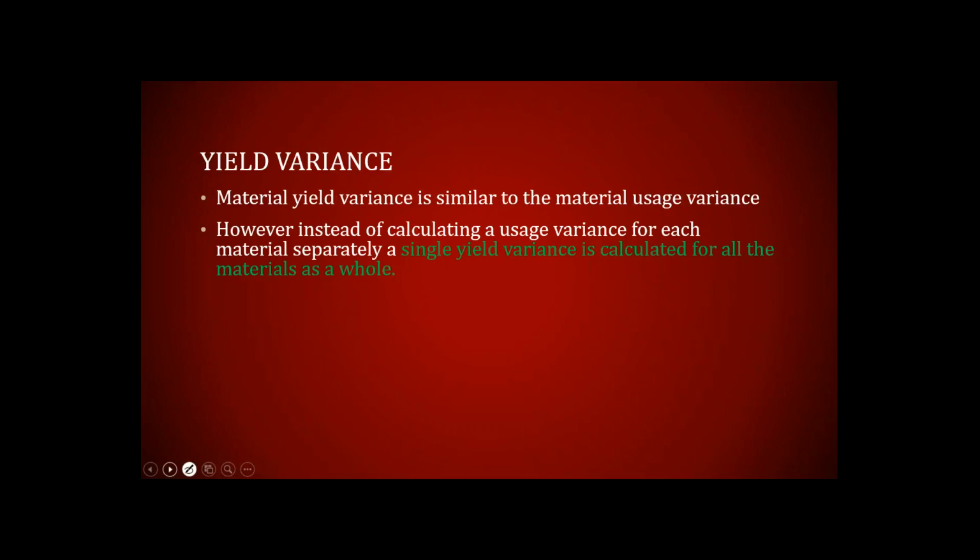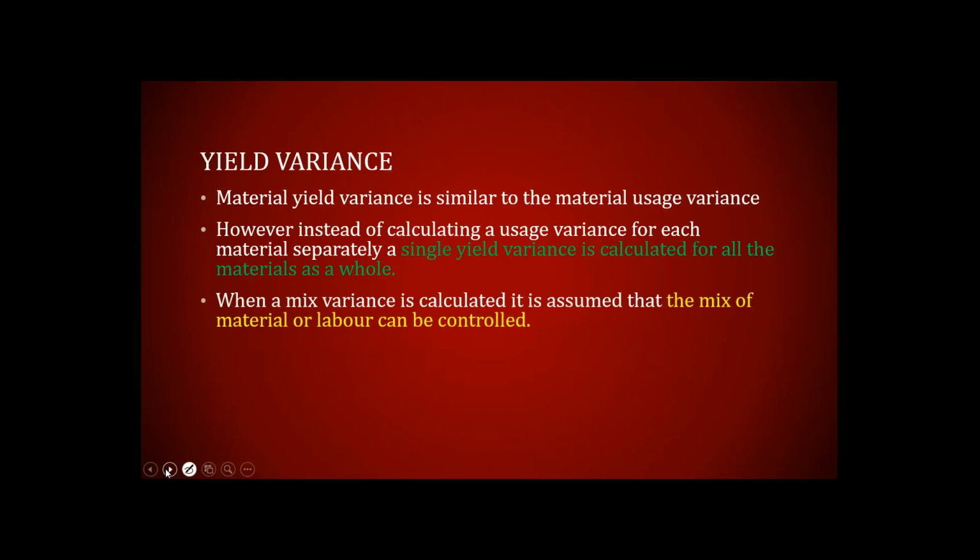Right. So that's basically what you should be looking at. When the mix variance is calculated, we have to see that the mix can be controlled. Remember, we were discussing variance interpretation. If the variances are uncontrollable, then that analysis is useless and you should not be looking at it. You should be looking all the time for the variances which can be controlled.